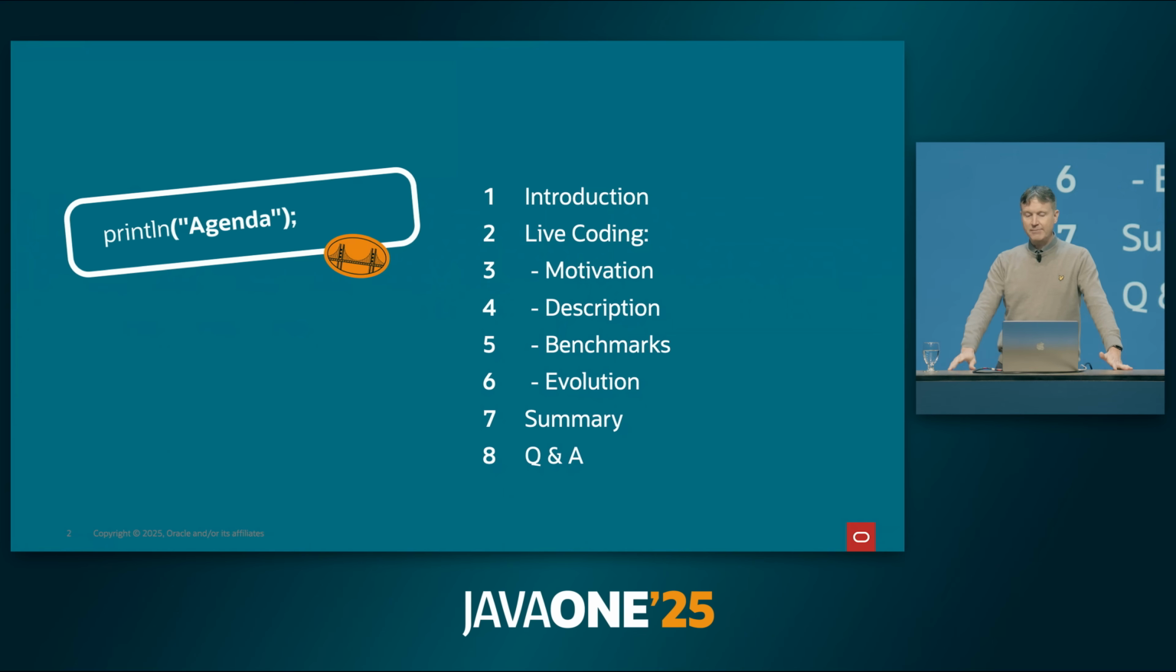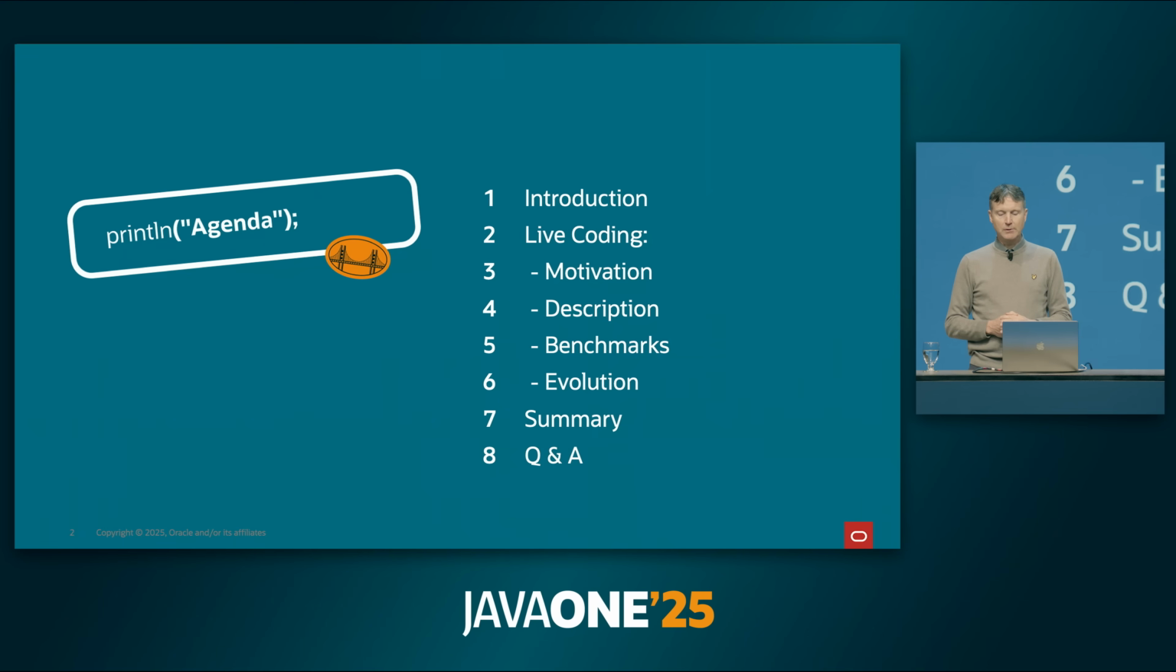And here we have the agenda. I'm going to reveal right now that I only have 10 slides, so most of this session will be live coding. So I'm going to talk about the motivation for stable values. We're going to describe what stable values are. We're going to do some benchmarks and see how it performs, and talk about the evolution of stable values. How can you create your own stable constructs? A small summary, and then we're going to have a session with questions and answers.